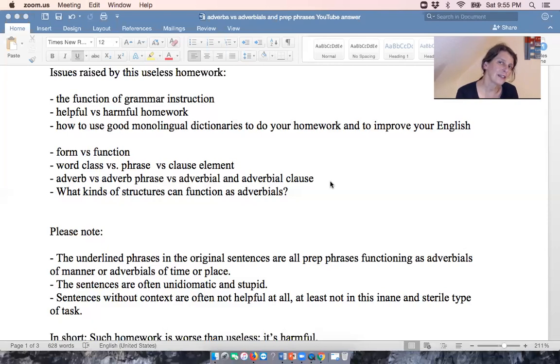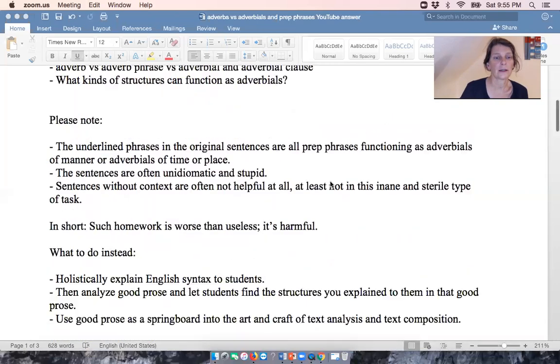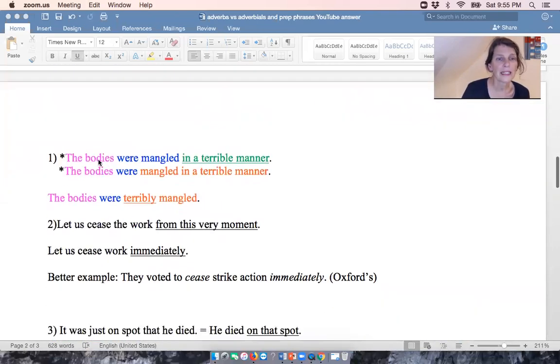And when I look at the word classes, I look at words in a different way than when I look at clause elements. Like when I say, for instance, we have the sentence here, the bodies were mangled in a terrible manner. Then when we look at word classes, we say, okay, this is an article. Some people call it a determiner. Some people just say it's an article. Then we have the noun bodies in the plural. Then we have a form of the verb to be, the past tense, plural.